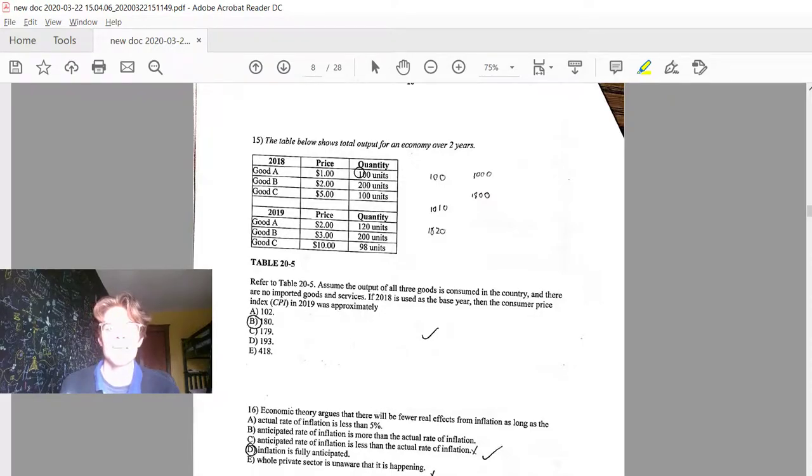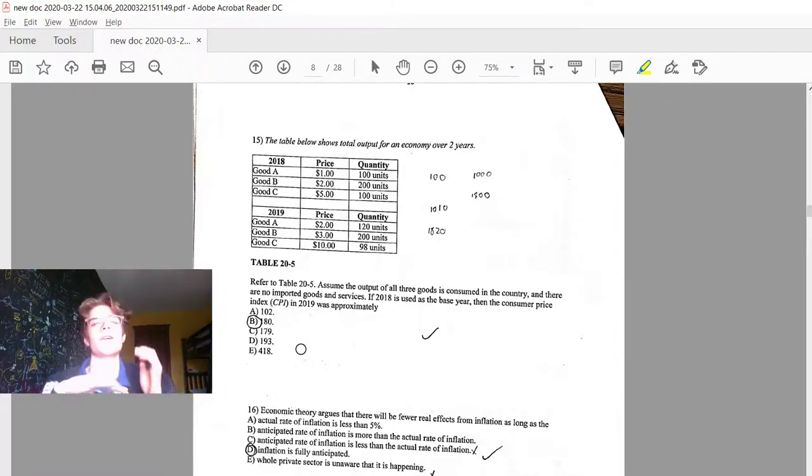So we have this question twice, but the thing they asked for is a little bit different. So it took me a while. It was a little tricky. It messed with my head, but figured it out. Assume the output of all three goods is consumed in the economy and there are no imported goods and services. If 2018 is used as the base year, then the consumer price index in 2019 was approximately. So whatever year they use as the base year, that means the CPI in that year is 100. That's the default, it's always 100. So that's right here, I wrote 100. Just remember that.